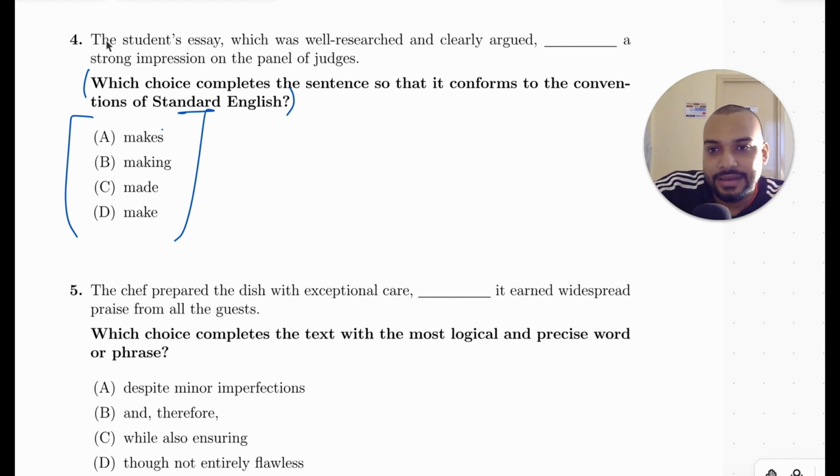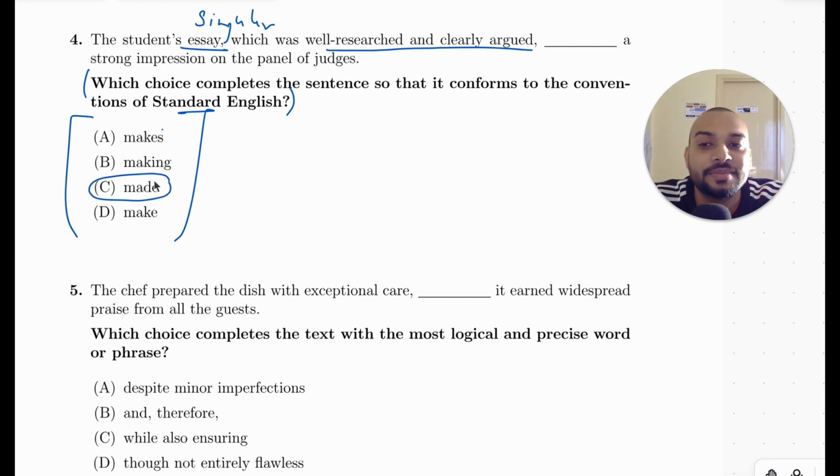Okay. Let's check. The student's essay. The essay is being talked about. The subject is the essay, and it's a singular subject, since it's a single essay, which was well researched and clearly argued. So well researched and clearly argued is past tense. Made is the only verb in the past tense. You don't need to check any further. Made goes with a singular subject as well, and it's in the past tense. So option C is the correct one. The student's essay, which was well researched and clearly argued, made a strong impression on the panel of judges. Okay, let's go for the next one.